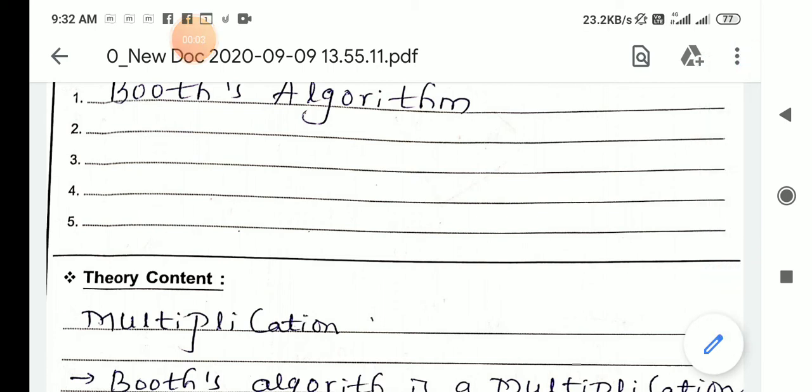Hello students, good morning everyone. Today we will discuss chapter number 3, next concept, Booth's algorithm.